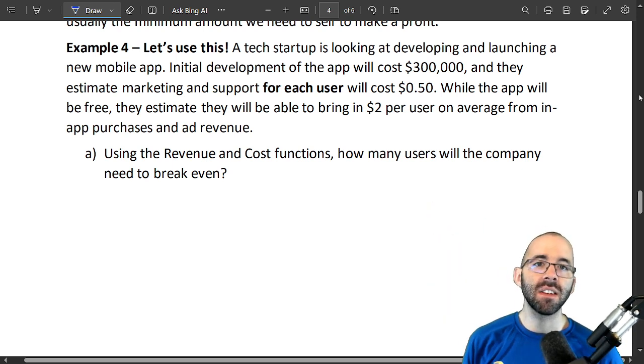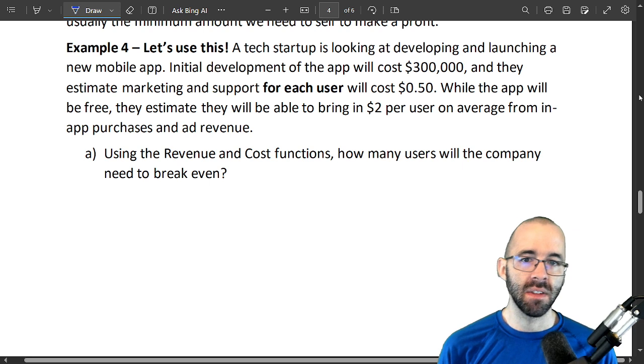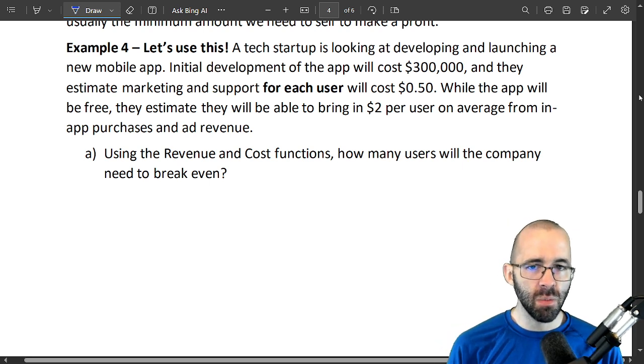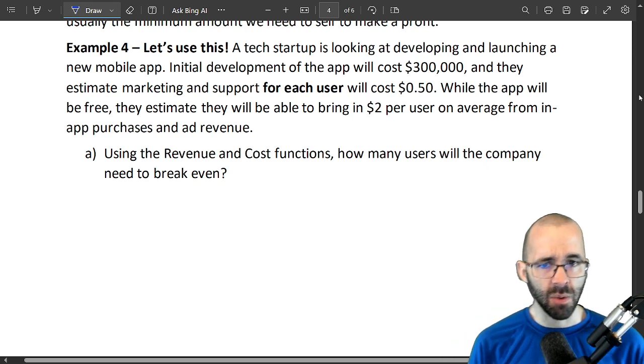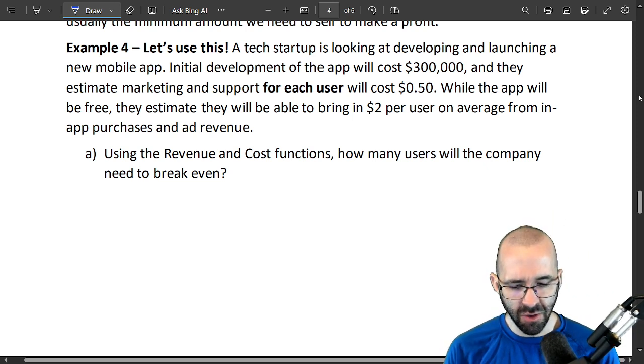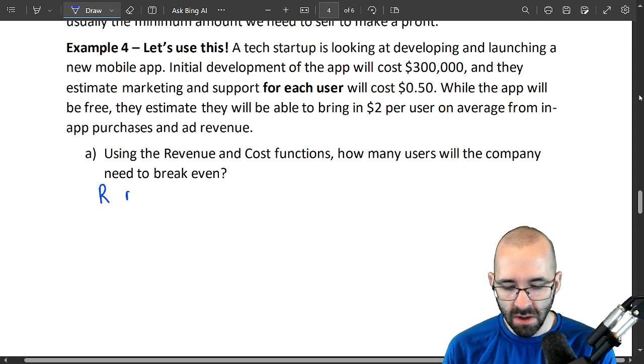Okay? Let's come up with some variables. We're interested in break even. Okay. That's going to have to do with revenue and cost. We're going to need to talk about revenue and cost. That's for sure. Okay. So let's let R be revenue in dollars. And let's say C is cost in dollars.